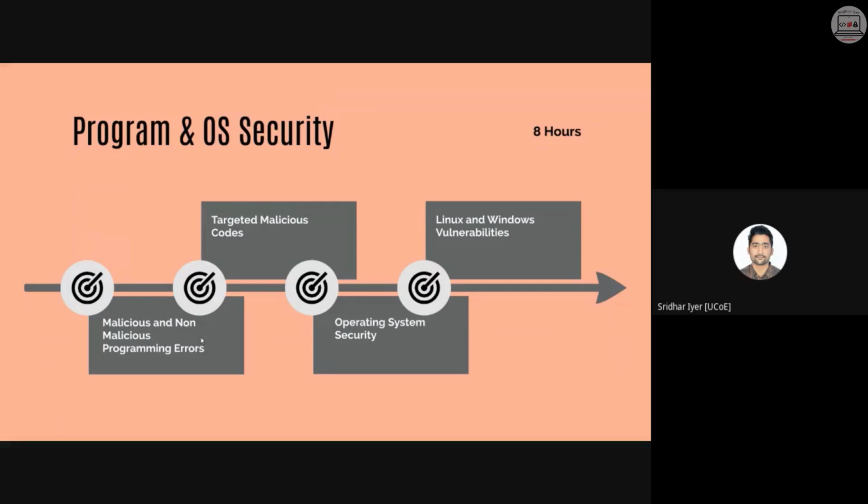So we'll learn how those viruses, worms, trojans, bots, etc. are created and how we can safeguard our machines against those. Similarly, what are targeted malicious code? Targeted malicious code. क्या होता है ये?